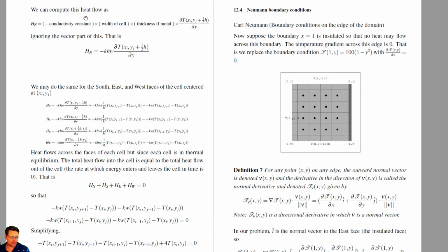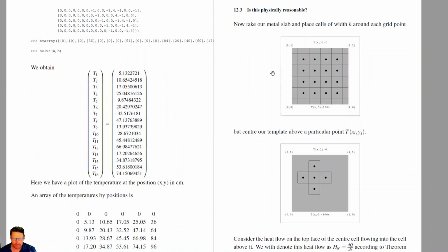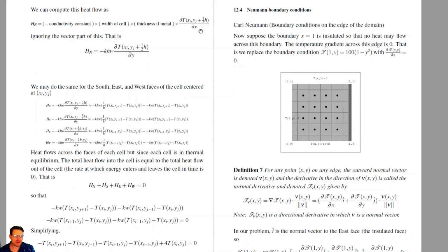All right, so we can compute the heat flow as minus the conductivity constant, so minus k, times the width of the cell, times the thickness of the metal, times the partial derivative of the temperature with respect to y at that particular spot where we're doing this. Now, you'll see this looks a little odd here because we have y subscript j plus a half h. But if you have a look at it, we're moving up 1/2 of that cell width up to the north face there to do this. So that's why we have plus a half h.